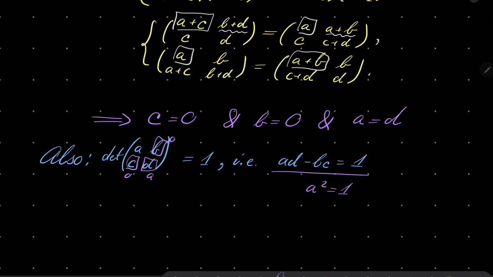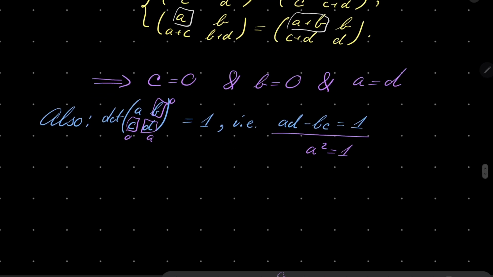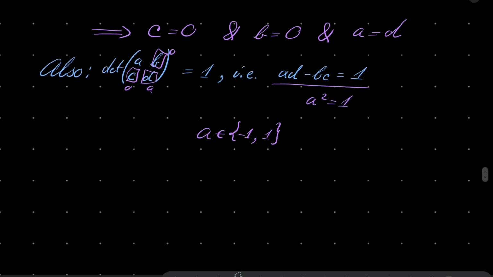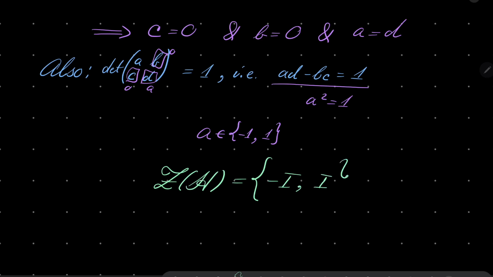And how many solutions do we have of this equation? Well, just 2 solutions. A is either minus 1 or 1. So we have only 2 elements in our center. So center of H consists of only minus I, which corresponds to minus 1, and of the identity matrix, which corresponds to 1. No more elements in the center of our group.